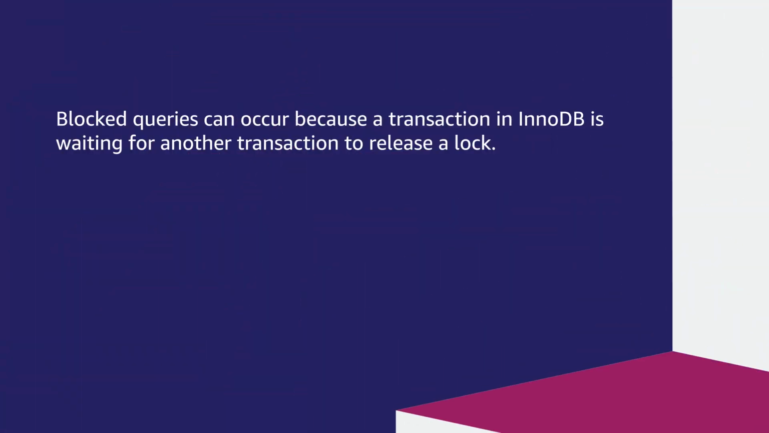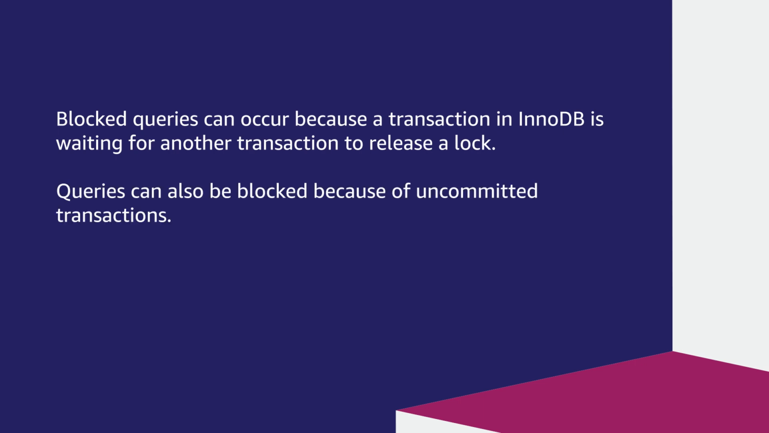Today, I'm going to show you how you can troubleshoot blocked queries on an Amazon Relational Database Service for MySQL instance. Let's get started. Blocked queries can occur because a transaction in a DB is waiting for another transaction to release a lock. Queries can also be blocked because of uncommitted transactions.